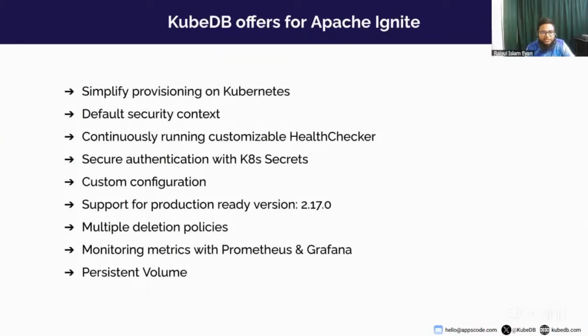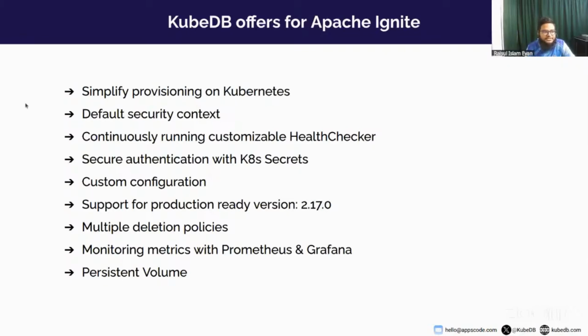Here is what KubeDB offers for Ignite. If you want to run Ignite database on your Kubernetes in public or private cloud, you have to do a lot of things like configuration, authentication, etc. But KubeDB can simplify the provisioning of the database on Kubernetes. KubeDB can do all the recurring stuff automatically and save you a huge amount of time. You only need to apply a database resource with the necessary configuration.